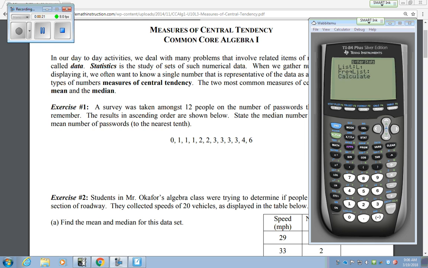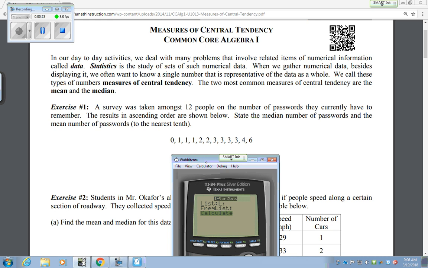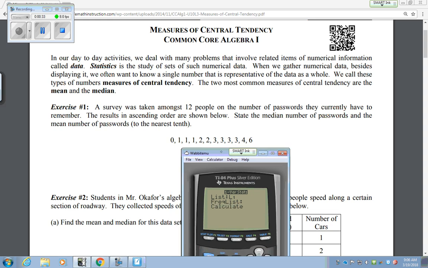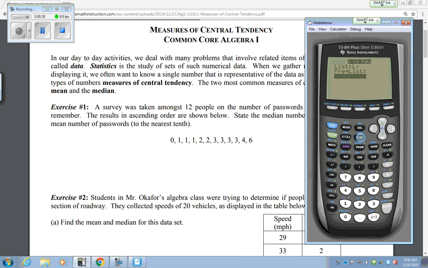So if you look at exercise 1, it talks about 12 people and the number of passwords they use, and they're looking for us to state the median number and the mean number to the nearest tenth. So what I'm going to do right now is press the stat button and go to edit. I already have my numbers in L1, so from there I'm going to press the stat button and go to calc, and I'm going to go to the one variable stat section, and I want to go down to where it says calculate, and I'm going to write down what the mean and median are.